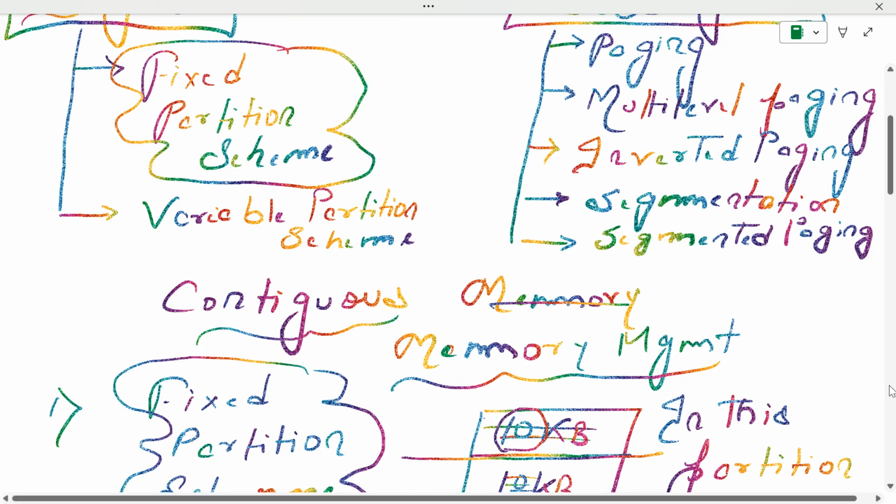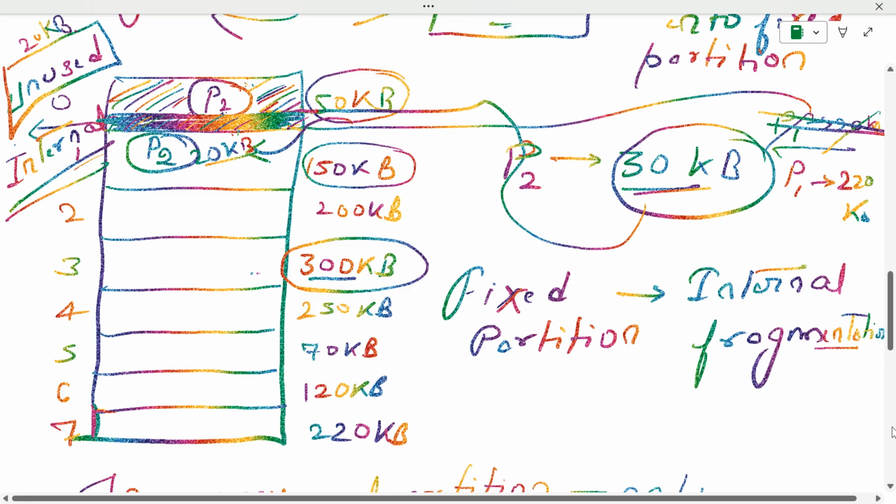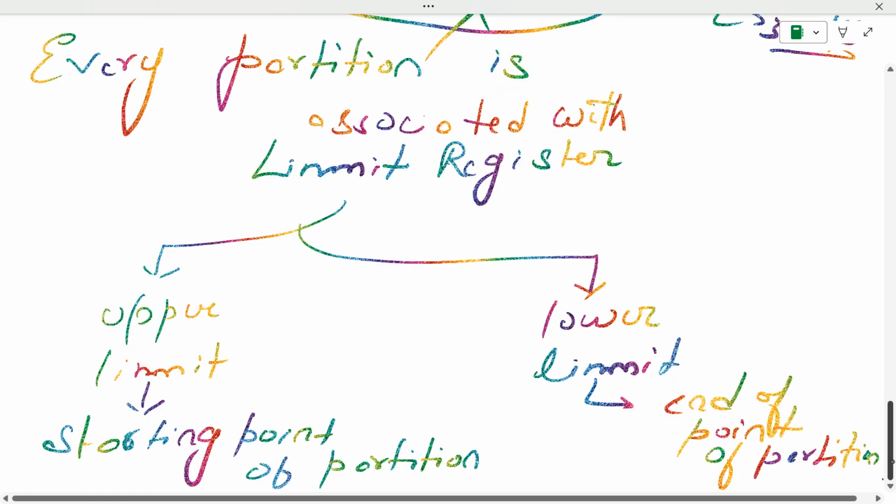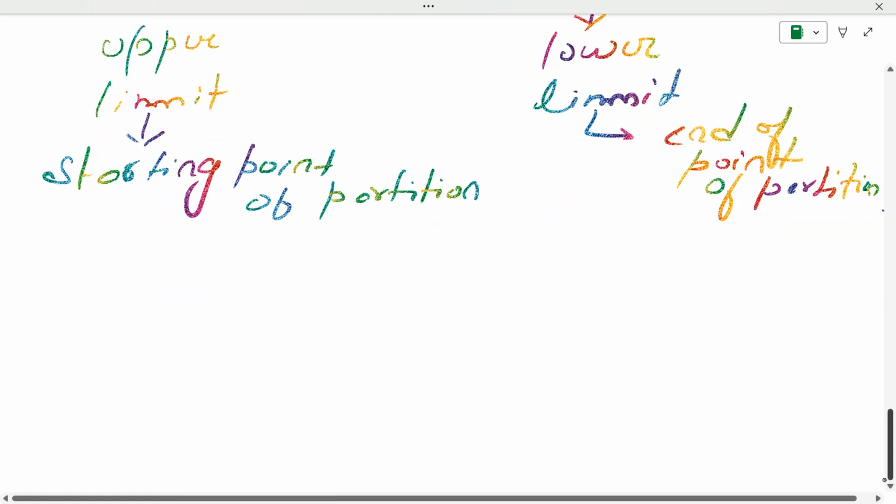Next we are going to talk about the variable partition scheme, which is much more flexible in contrast with the fixed partition scheme. So we'll see that in the next lecture.